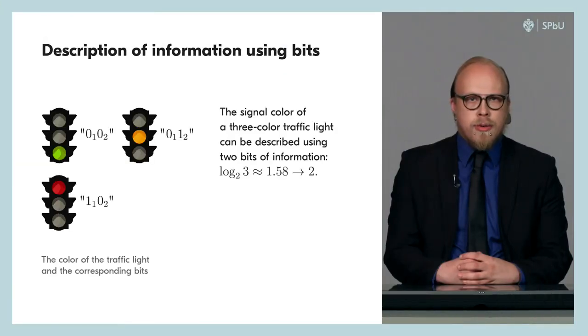If the object is able to accept m values, then its description will require binary logarithm of m classical bits. For example, to describe the color of the traffic light signal, you need to use 2 bits of information. Green can be described as 0, 0, yellow is 0, 1, and red is 1, 0. The value of 1, 1 will be superfluous.